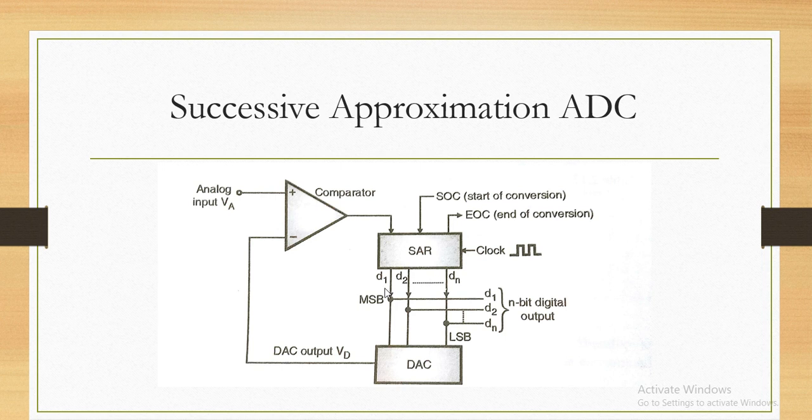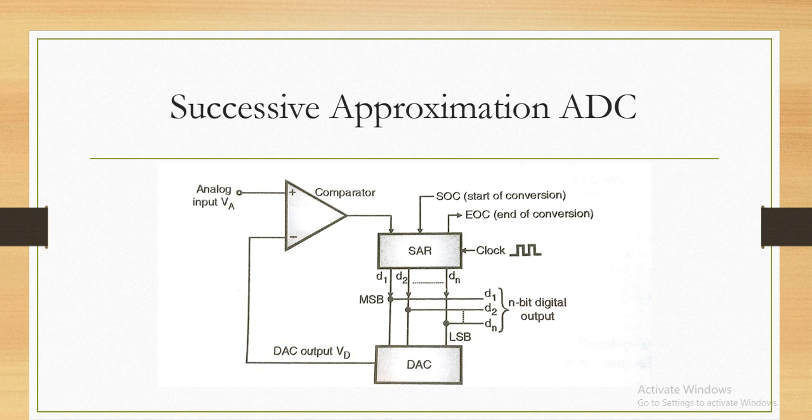Now again that code is 1 1 0 0 0 0 0 0, that is compared with this analog voltage. That is the first case. But suppose the code that we have generated previously, that is 1 0 0 0 0 0 0 0, is now greater than this VA, meaning VD is greater than VA. What will happen? The reverse process is done. In that case, that 1 is set to 0 and the next bit is set to 1.